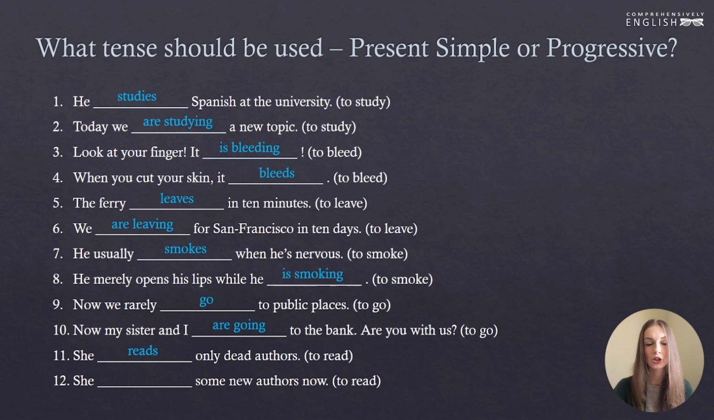She reads only dead authors. That's what she does. She likes to read books, the authors of which are already dead. Because, for example, she considers these books to be tried and true. She is reading some new authors now. So now she is experimenting, she is trying some new authors. And this is a shorter now, so these days, maybe this month, she has a vacation and that's what she is doing. This exercise illustrates how you can use the same verb in different tenses, even when you speak about the same periods of time.